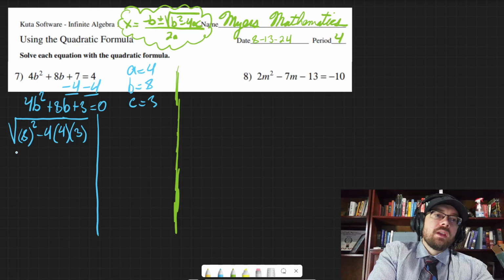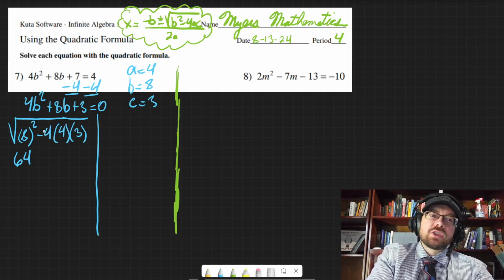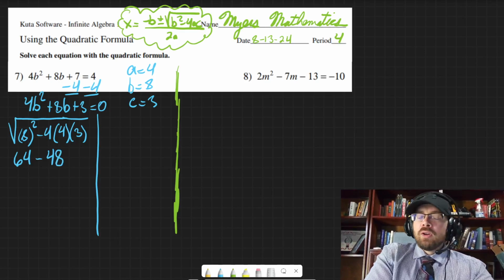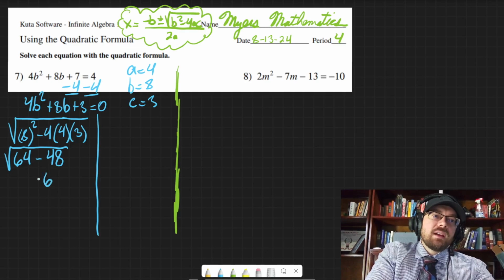So 8 squared is 64. 4 times 4 is 16, times 3 is 48, or you could say 4 times 3 is 12, 12 times 4 is 48. When you're multiplying multiple numbers, not just 2 numbers, but 3 plus numbers all at once, sometimes it's good to change the order a second time. It's a great way to double check your mental math to make sure you're doing it right. So if I subtract these, that's going to be a 6 and a 1, so that actually works out pretty well because the square root of that is 4.